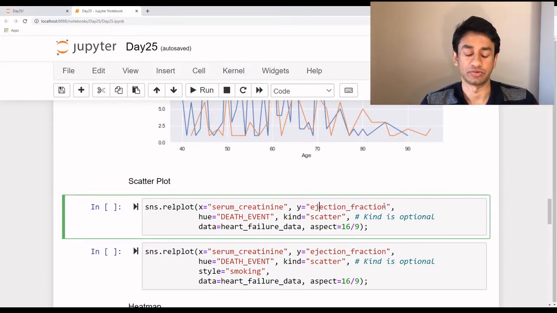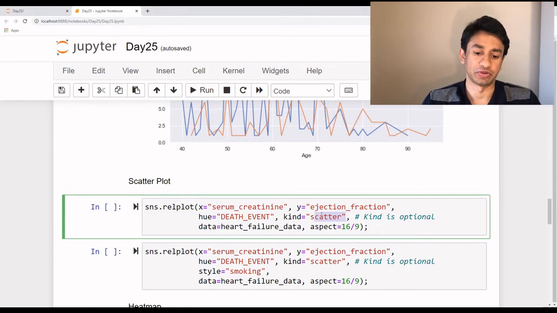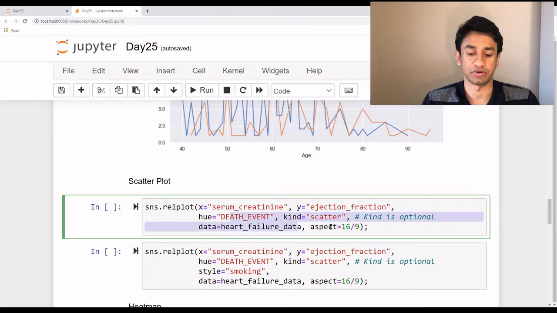So I thought this is a good example to pick and plot and see the trend in it. Of course, we are going to use hue to say that it's a death event, as it has data of patients who survived and who did not survive, and the kind is a scatter plot. The data is the same data, and we have the aspect ratio to set the size of the chart that is going to come up.